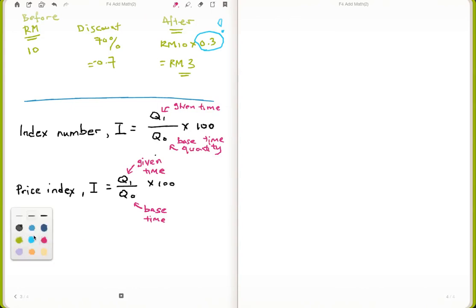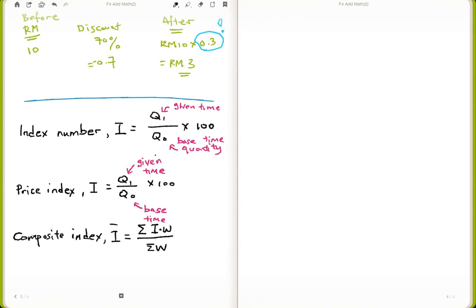Then the last one is called composite index, index gubahan. Maybe I average. The equation, if you've gone through my video chapter 7 statistics, that will be the same, because this is take the sum. This symbol, don't get frightened, it's just a sum. Sum of I times W. W means pemberat or weightage. Sum of your weightage, just like an average. Let me define W is weightage.